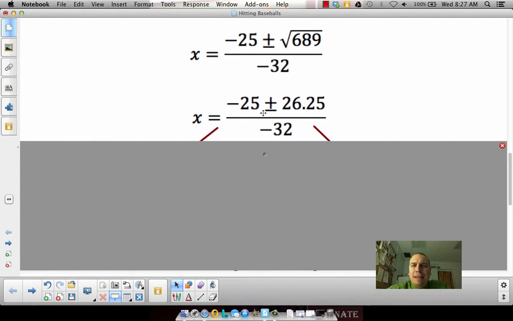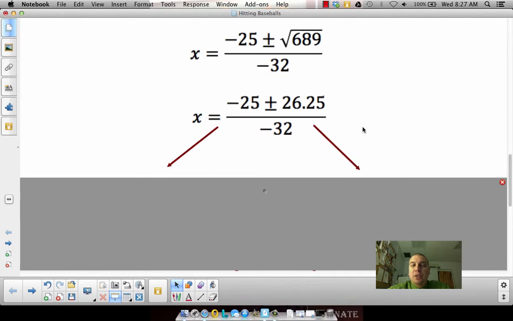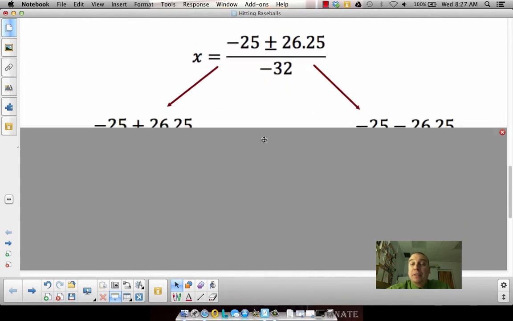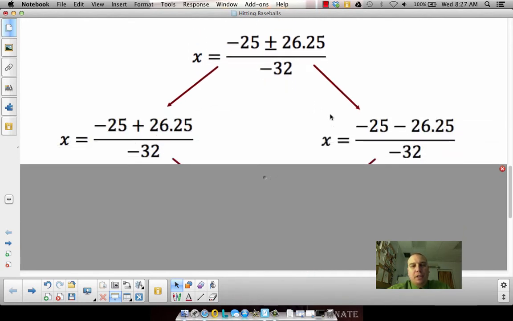Now what's this plus or minus thing? Plus or minus just means I'm going to take negative 25 and add to that 26.25. Once I get that value, I'm going to divide by negative 32, and bam, there's my x. That's taking the high road, if you will, and then I take the low road. I'm just branching it off so that you can see these are the two things that I'm going to have to do. I literally separated them for you, so that you can see that's all that means. You're going to get two values here.